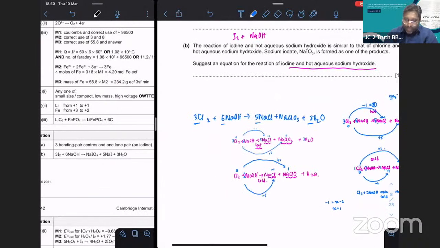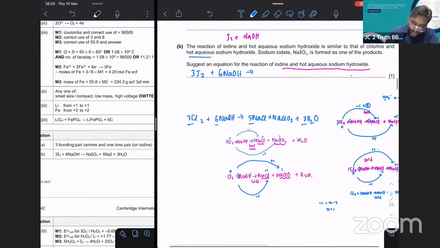So once you get that, don't write the same answer over here, because they say it's iodine. So you just need to change a little bit. You just put 3I2 plus 6 NaOH. To remember, it's hot aqueous sodium hydroxide.